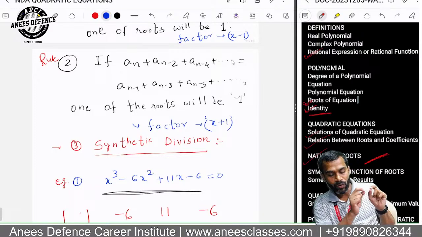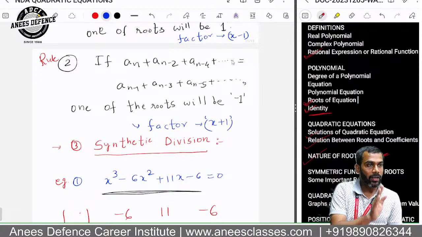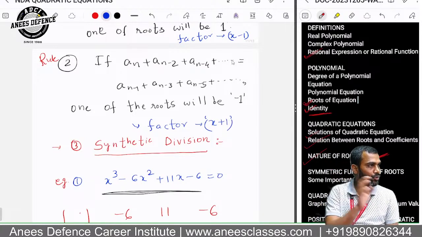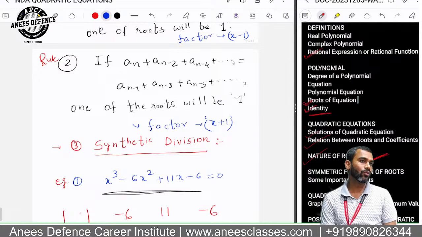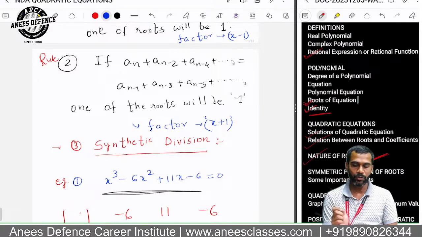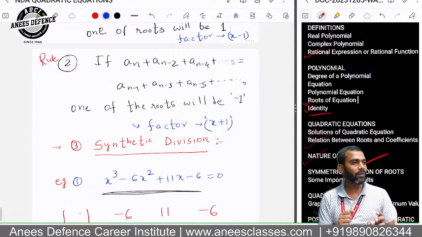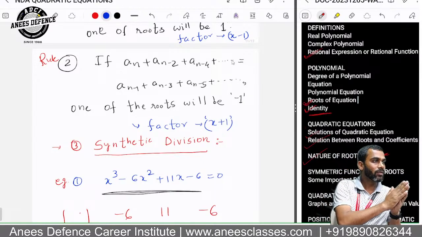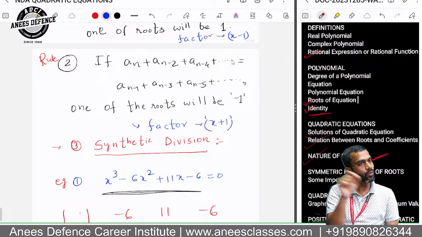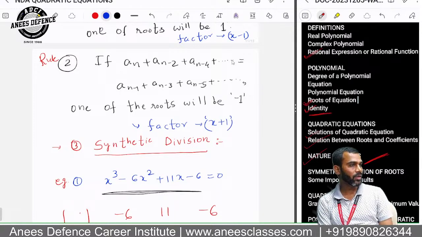Then you need to write 1 and then 0. Are you getting my point? If some term is missing, you need to write 0. So you don't have to skip that term. Suppose I have x square minus 1. So what I have to do? I have to write 1, 0, minus 1. Understood? So 1, minus 6, 11 and minus 6.